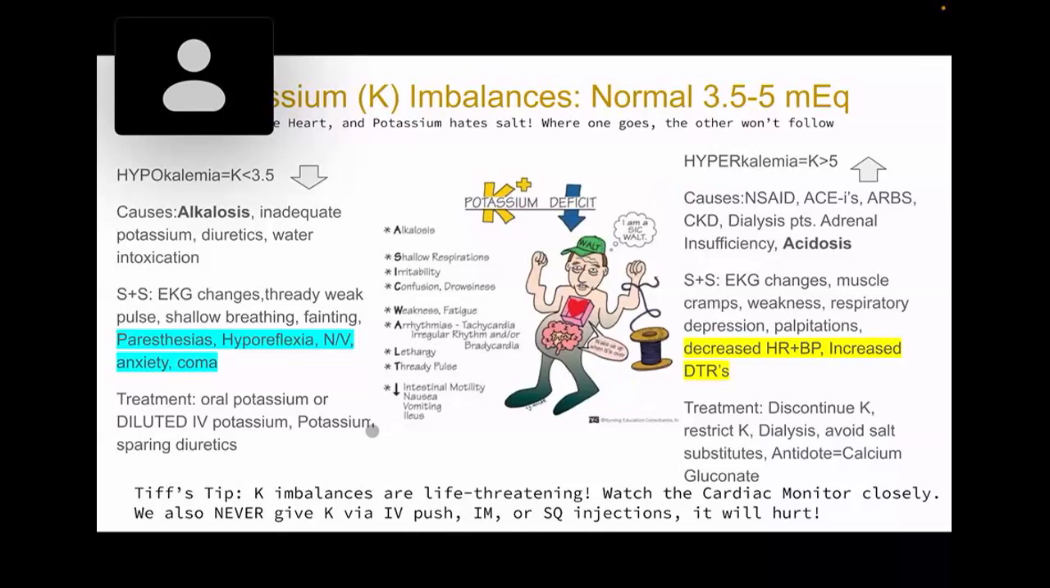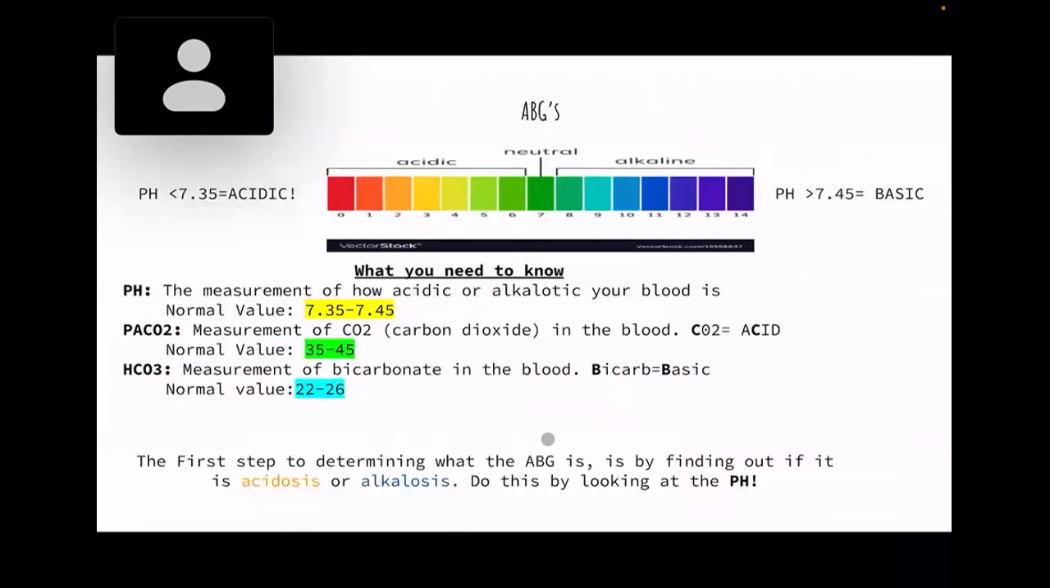Potassium imbalances are life-threatening. Please watch the cardiac monitor closely. We never give potassium IV push, IM, or SQ. It's very, very painful. We will put it in an IV and we will dilute it with normal saline.